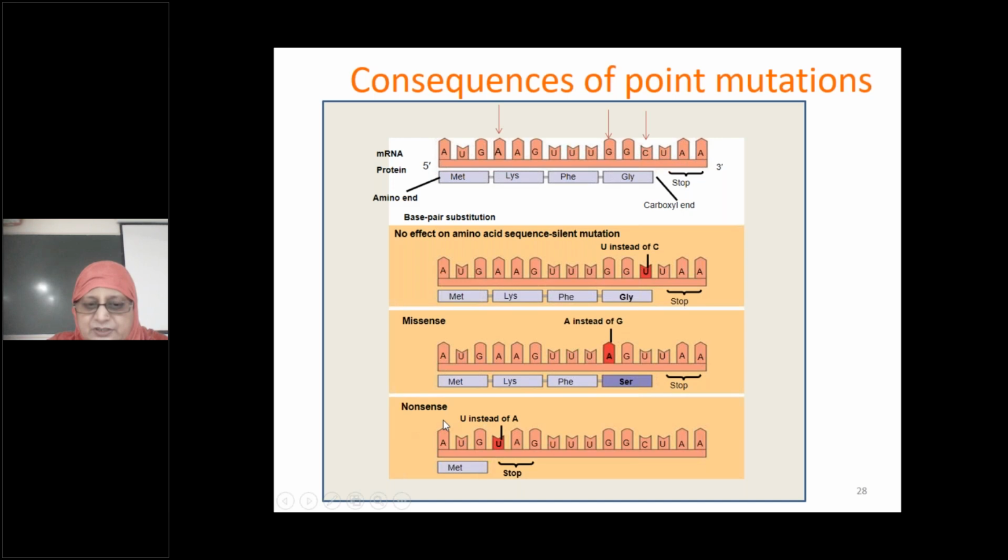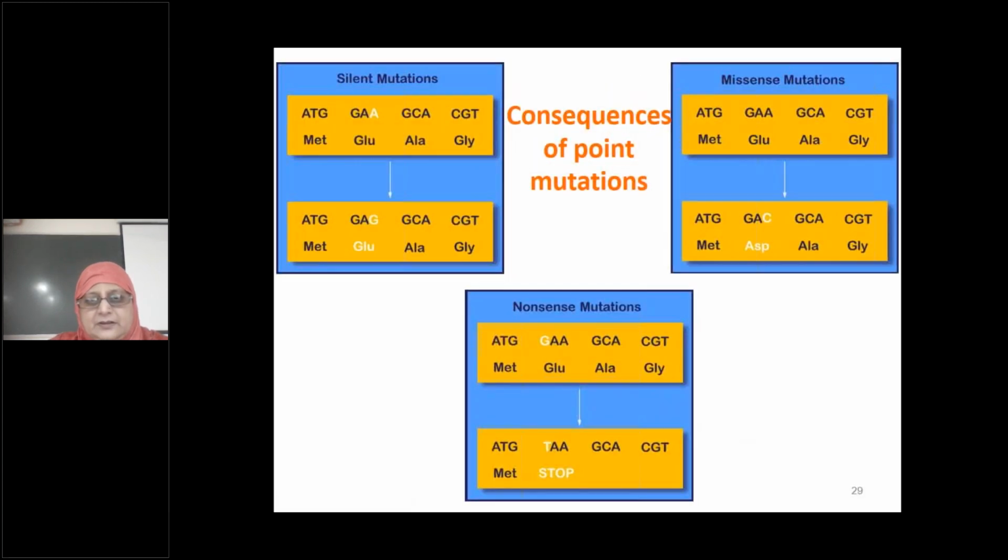Then the nonsense mutation here. Here we are taking the example of lysine, where the A is replaced with U, and UAG becomes a stop codon. That means the protein is terminated here itself. It's terminated prematurely. So these are other examples of the silent mutation, missense, and the nonsense mutation.